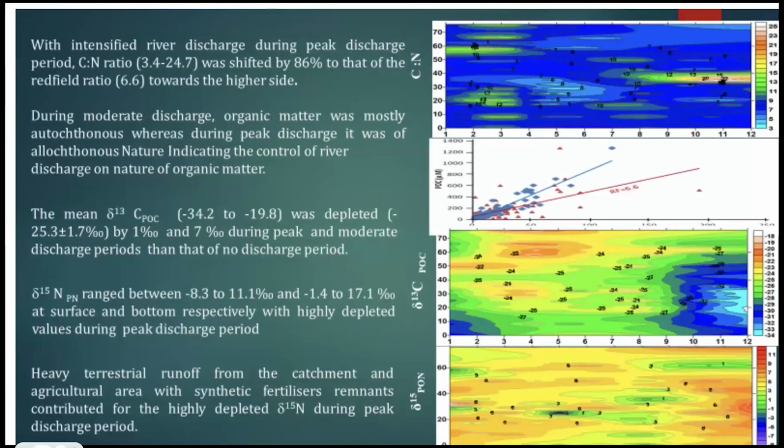We also measured the isotopes, delta 13C and N15 ratios, and realized that during the peak discharge, the entire organic matter was more terrigenous, while in other periods like no discharge and even moderate discharge time, it was more autochthonous, or in situ produced. The C:N ratio showed almost 86% deviation from the Redfield ratio, which also shows the significant control of the river discharge and the monsoon pattern.